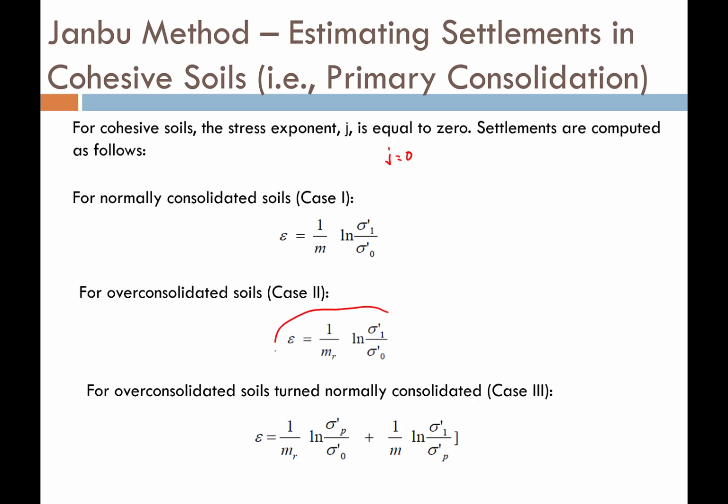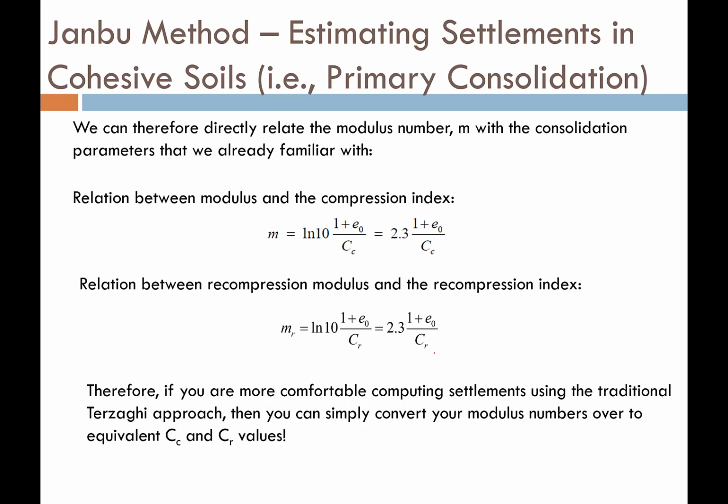That's what sigma 1 means in this case. For over-consolidated soil, it's the same as before, but notice the only difference is I'm using the reconsolidated modulus, M sub r. And then for over-consolidated soils turned normally consolidated, the case 3 soils, I'm going to use this equation down here, where I have to estimate my pre-consolidation stress, and I have my normally consolidated modulus and my reconsolidated modulus. Okay, simple, piece of cake.